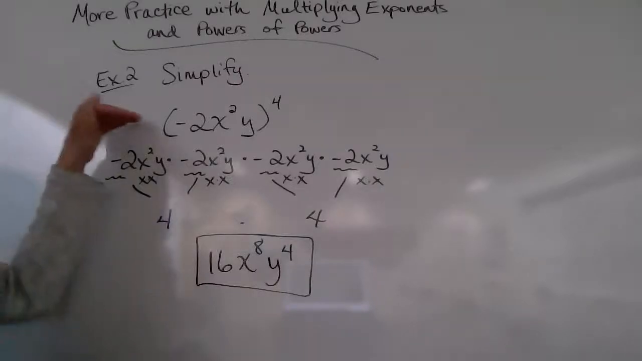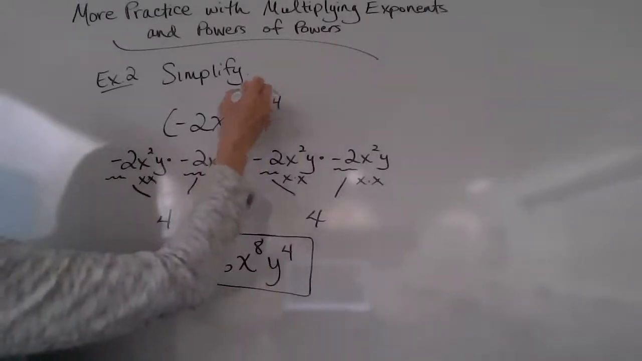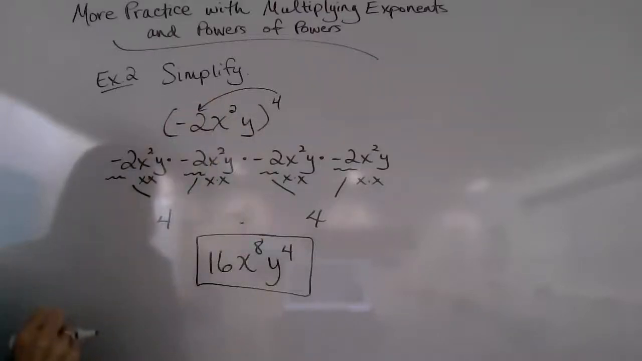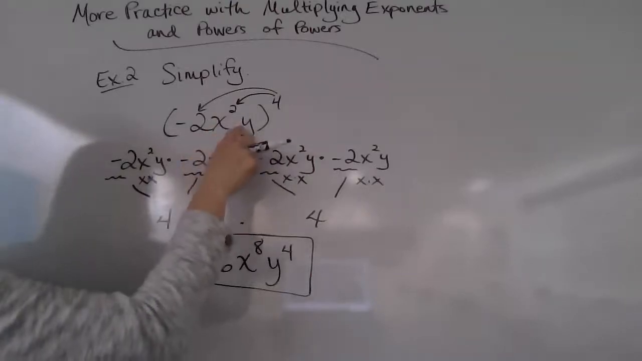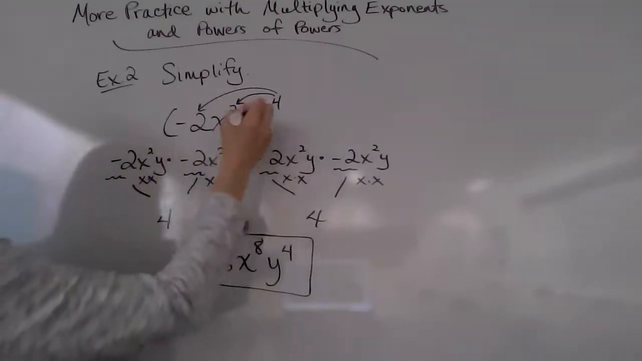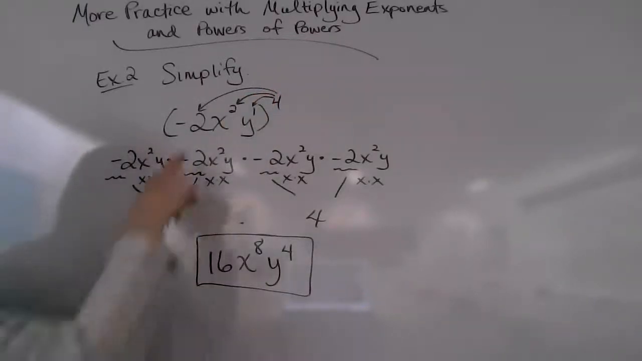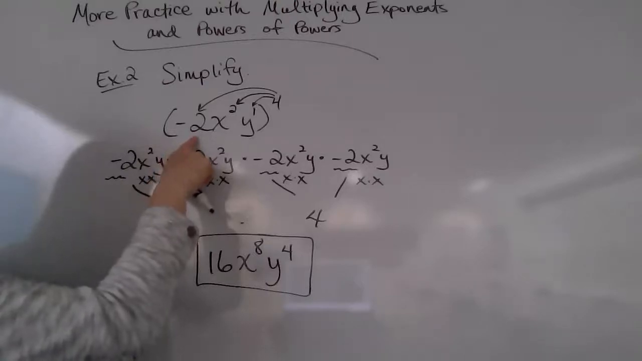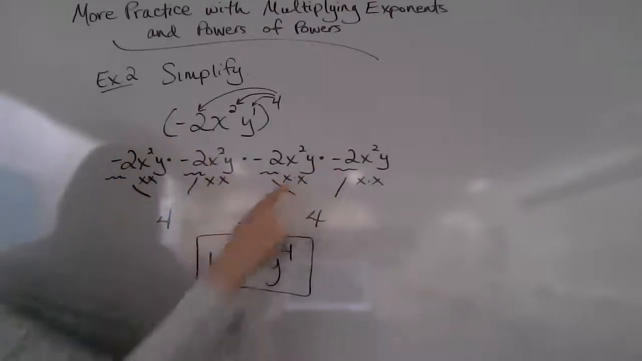So let's look at the original and our result and see if we can see that shortcut in there. If we have a power of 4 outside the parentheses, it affects everything in the parentheses. This is -2 to the 4th power. We have 4 sets of x to the 2nd power, and don't forget, this y has a power of 1. We have 4 sets of 1y. -2 to the 4th power. -2 times -2 times -2 times -2. We've got that right here, and we get 16.